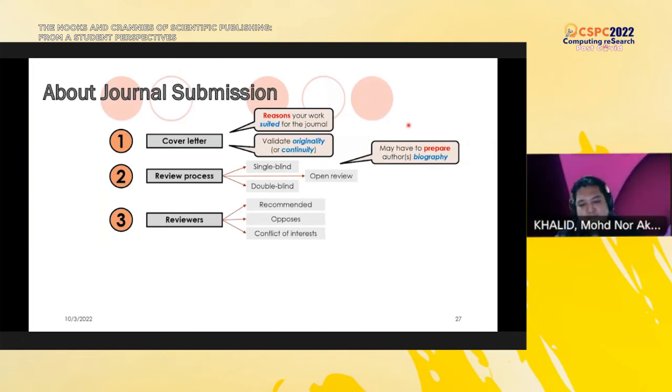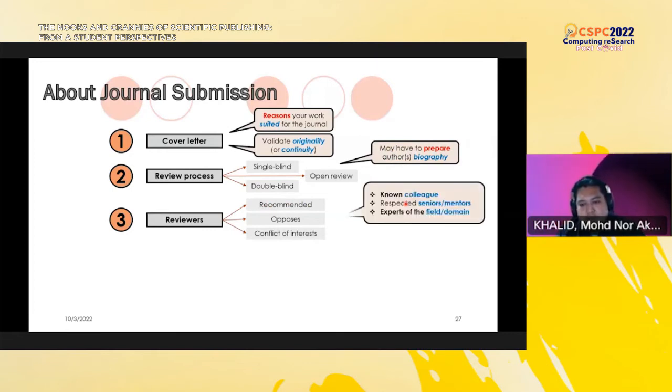Then reviewer, sometimes you need to recommend a reviewer, you know. So I recommend someone from a known colleague. Let's say you have someone or your friend who is closely in your area but not directly related to your research, then you can actually recommend them.